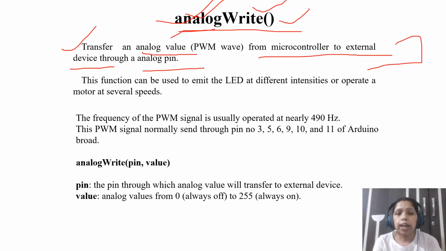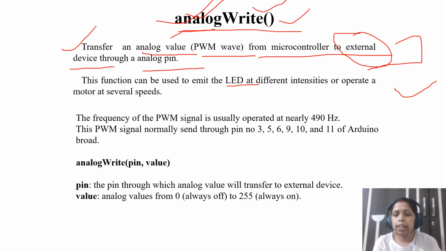The analog value also corresponds to a PWM wave, a pulse width modulation wave. This function can be used to drive an LED at different intensities. That means we send multiple values from the microcontroller to the external device. For example, the external device is an LED, and you are sending multiple values to the LED.